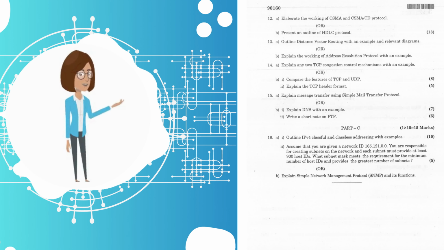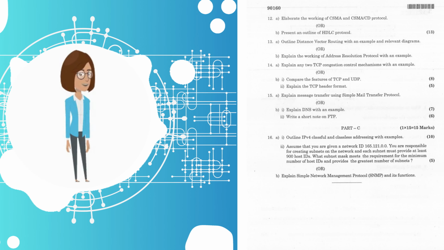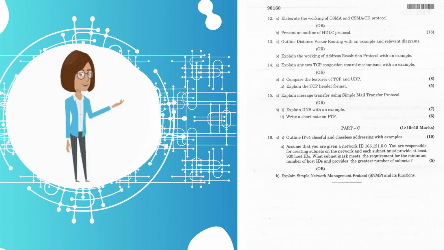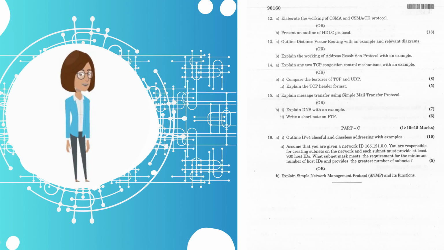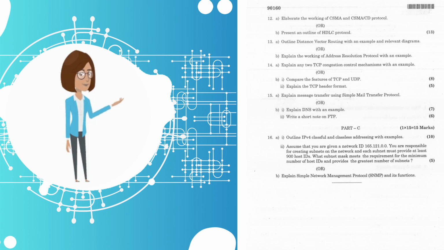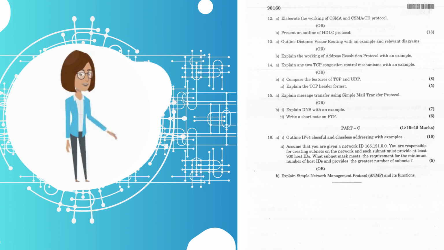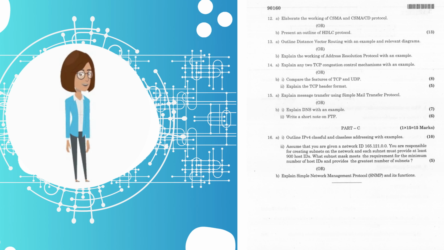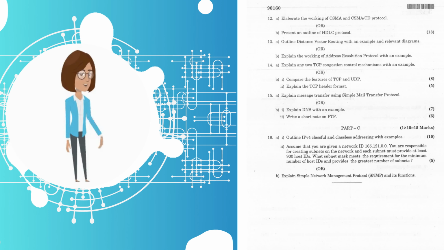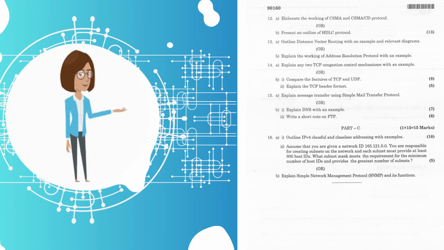2. Assume that you are given a network ID 165.121.0.0. You are responsible for creating subnets on the network, and each subnet must provide at least 900 host IDs. What subnet mask meets the requirement for the minimum number of host IDs and provides the greatest number of subnets? Or B. Explain Simple Network Management Protocol (SNMP) and its functions.